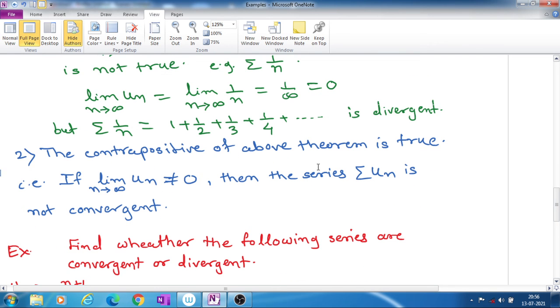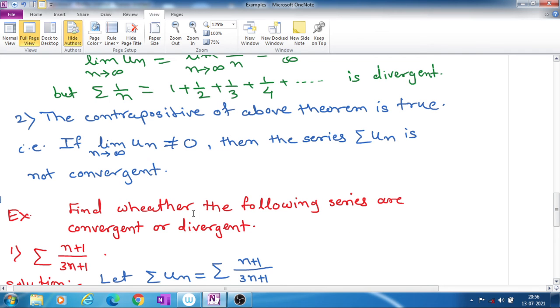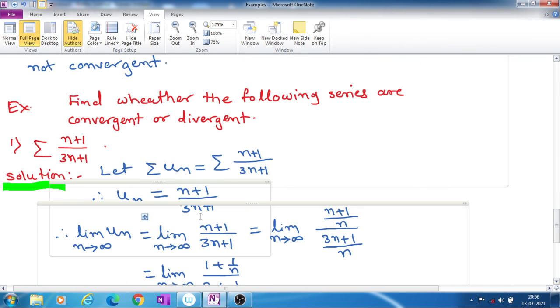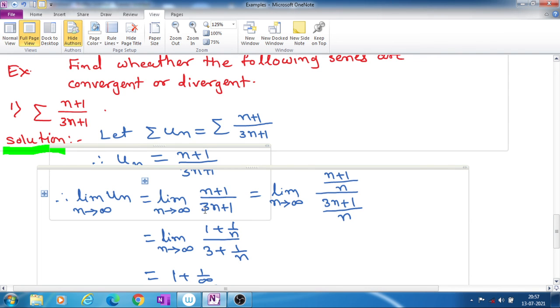But the contrapositive of the theorem is true. It means if the limit of un is not equal to 0, then the series un is not convergent. This is the contrapositive of that statement, and this is true. See an example on this contrapositive statement.